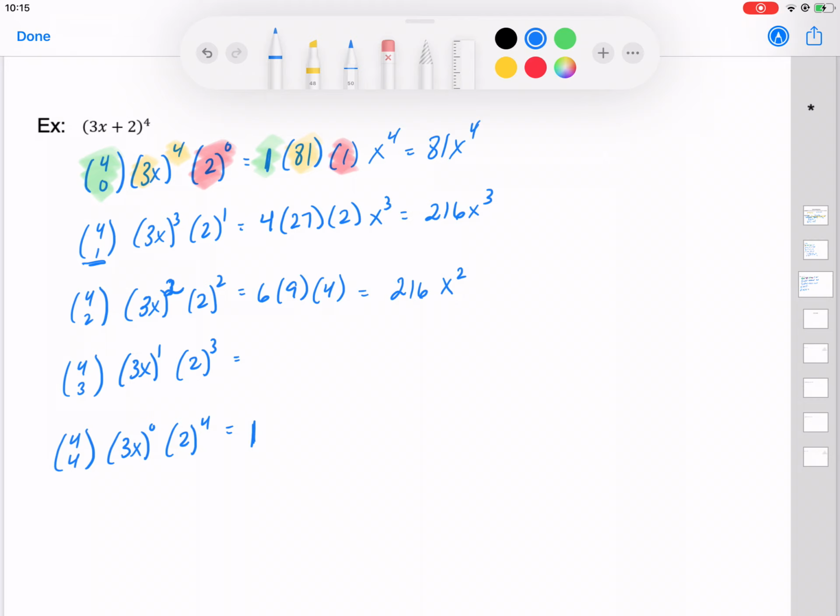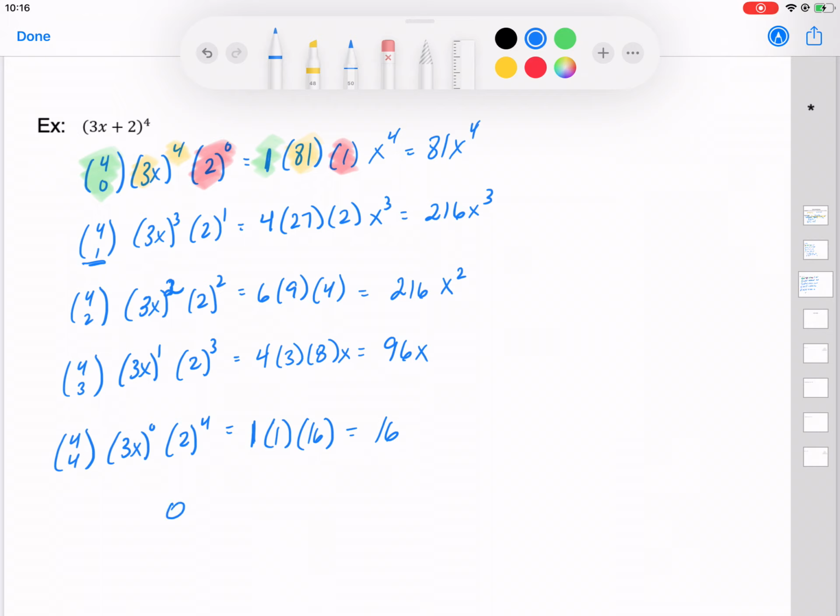Okay, 4 choose 3 is 4 again. 3 to the 1st is 3. 2 cubed is 8. So we got 4 times 3 times 8, which is 96. And there's an x, I forgot. So 96x. And then 4 choose 4 is 1. 3 to the 0 is 1. 2 to the 4th is 16. And x to the 0 is 1. So this is just 16.